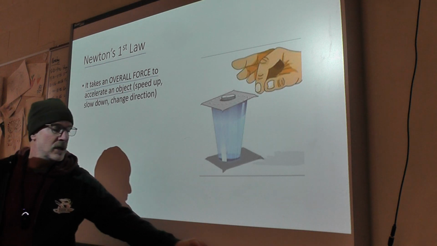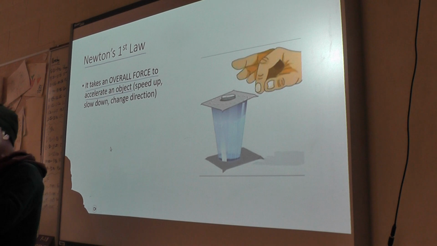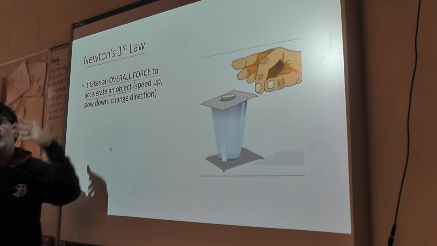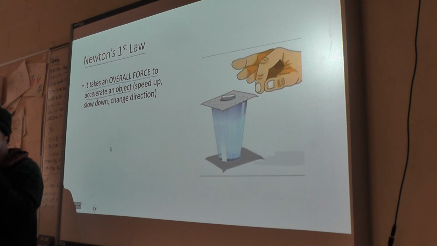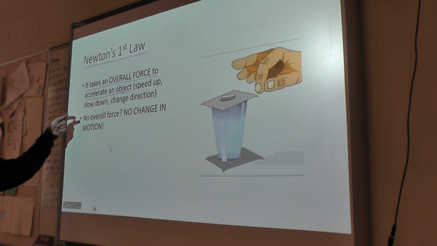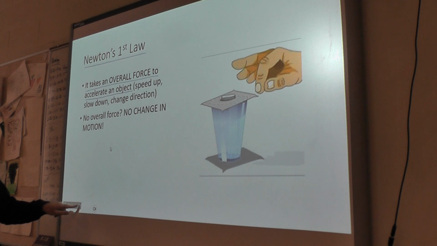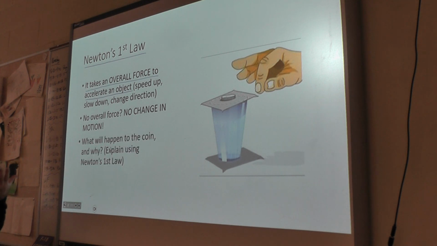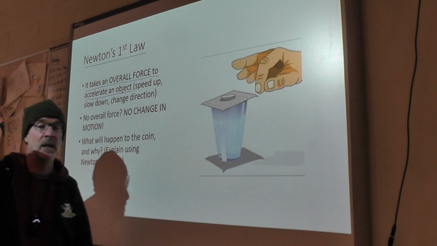In other words, if you have an object and it is not experiencing an overall force, its motion won't change. It won't speed up, it won't slow down, and it won't change direction. So that means a couple of things. One is, if there's no overall force, there's no change in motion. Which means we can make some predictions about how things are going to move by guessing what sorts of forces are going to be acting upon them.